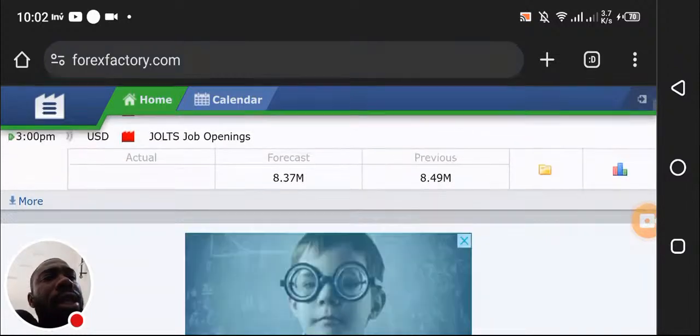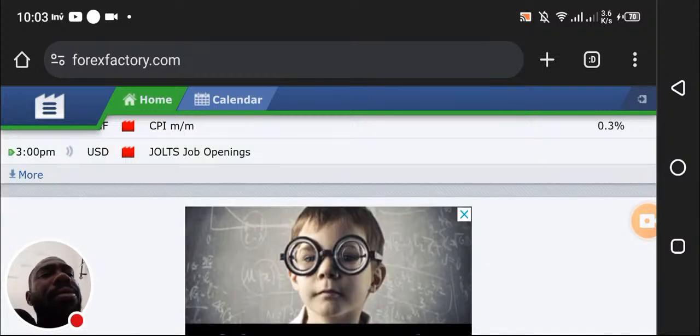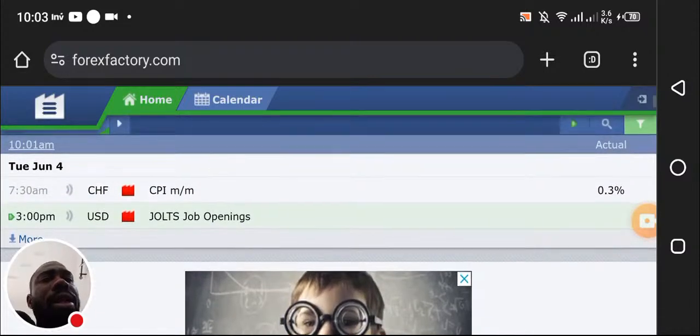So you can see the forecast is 8.37 million. The previous was 8.49. So a decrease is expected. If the actual is less than the forecast, that will be negative for the dollar. And if the actual is higher than the forecast, that would be positive for the dollar. I hope that is clear. So let's go to the chart.